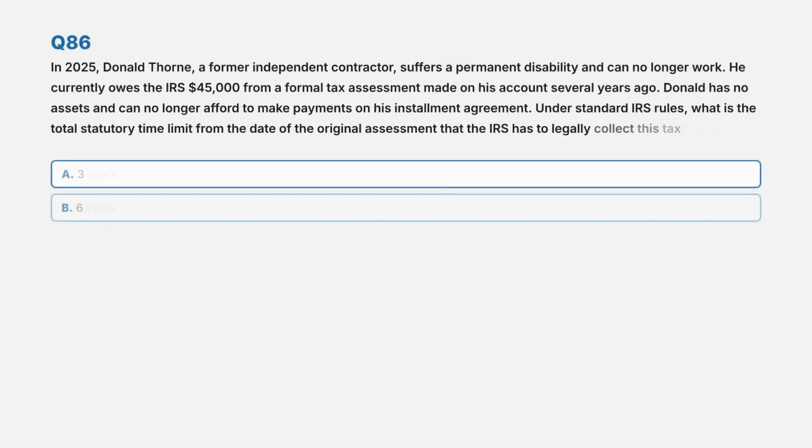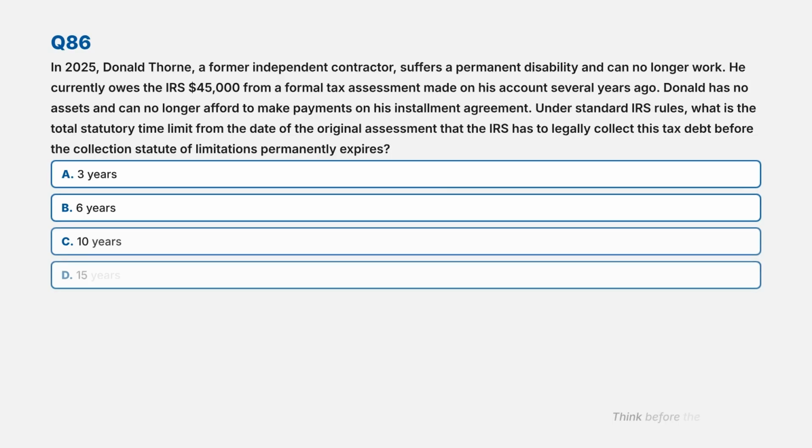Question 86. Here's the scenario. In 2025, Donald Thorne, a former independent contractor, suffers a permanent disability and can no longer work. He currently owes the IRS $45,000 from a formal tax assessment made on his account several years ago. Donald has no assets and can no longer afford to make payments on his installment agreement.